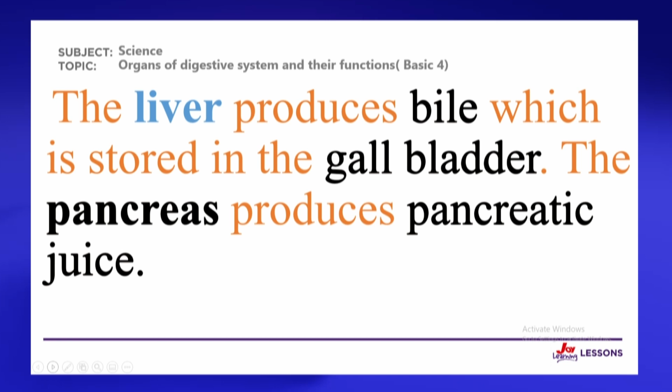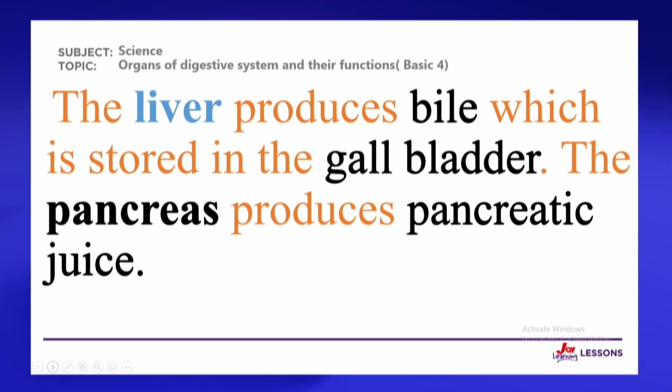Now, the liver produces what we call bile, which is stored in the gallbladder. The bile helps to break down fats and oil. The bile is produced by the liver, and the bile is stored in the gallbladder.